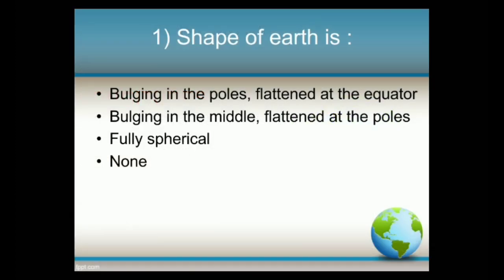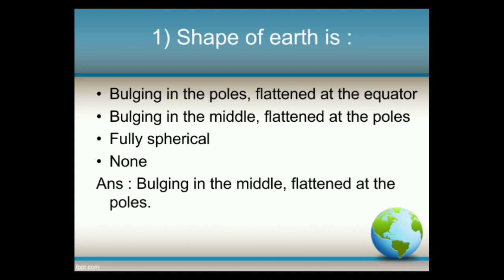The shape of the earth is, options are bulging in the poles, flattened at the equator, bulging in the middle, flattened at the poles, fully spherical, or none. And the answer is bulging in the middle, flattened at the poles.